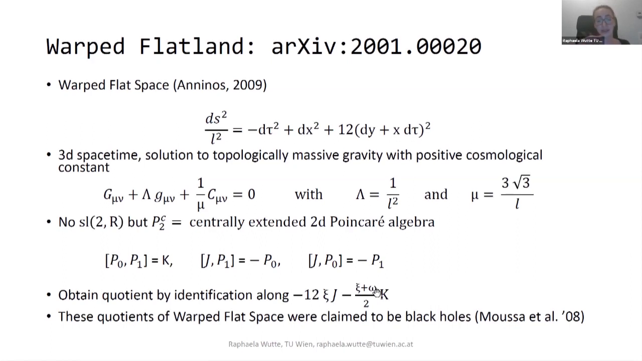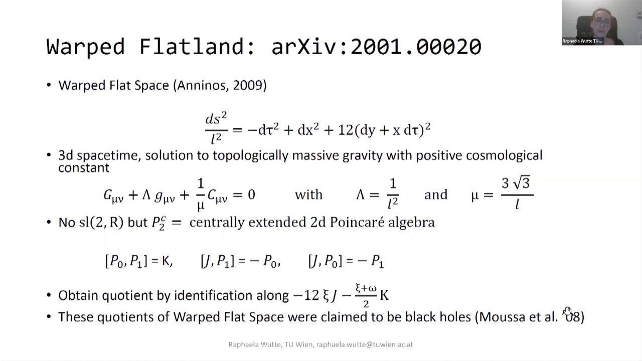And what one can now do is consider quotients by discrete identification along this combination of the Killing vector. So it's a combination of a boost and a shift, and psi and omega are just two parameters that we introduced when performing this identification. So you get a two parameter family of solutions. And these quotients of warped flat space were claimed to be black holes. This is work that goes back to Musa and collaborators in 2008.